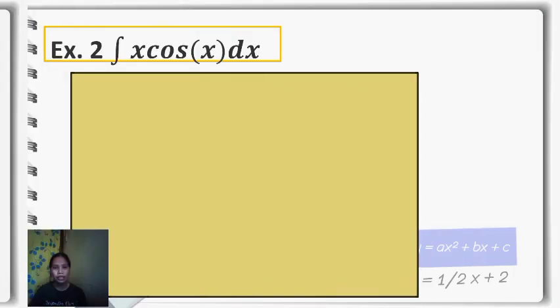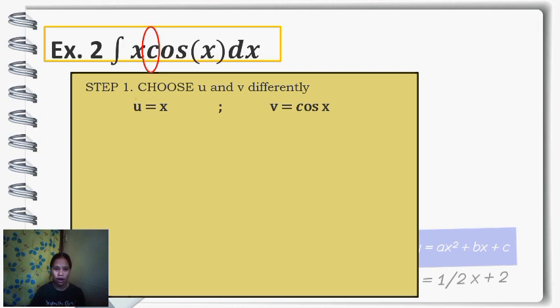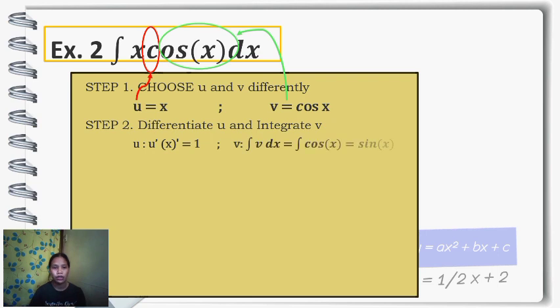Example number 2, we have the integral of x cosine of x dx. Step 1, choose u and v differently. Our u is x and our v is cosine of x. Step 2, differentiate u and integrate v. The derivative of x is equal to 1 and the integral of cosine of x is sine of x. Always remember the trigonometric identities.